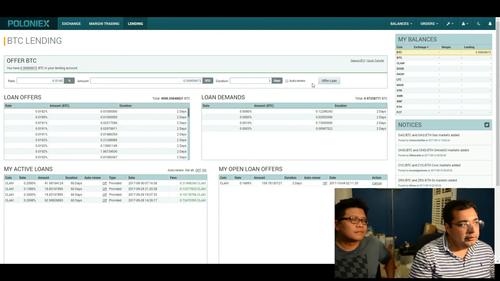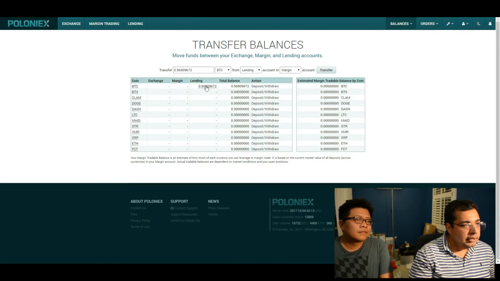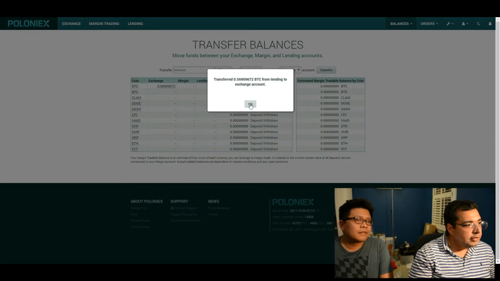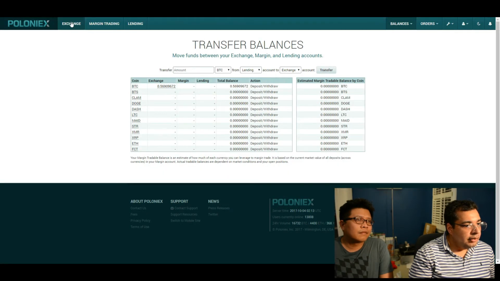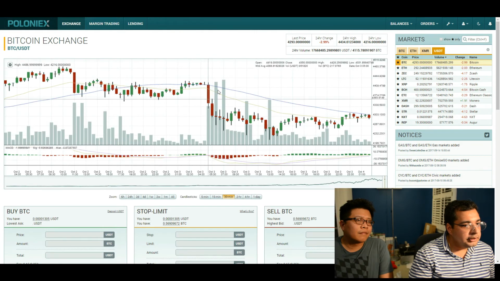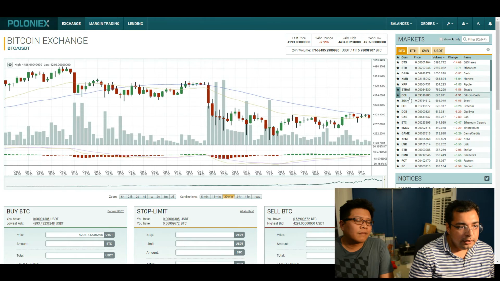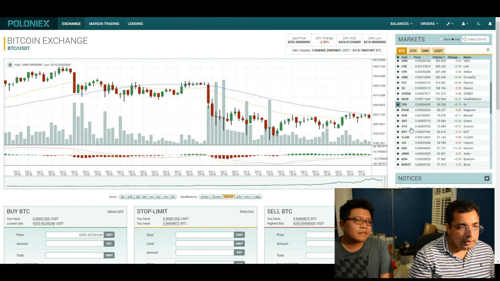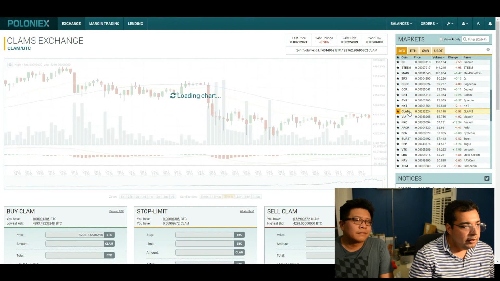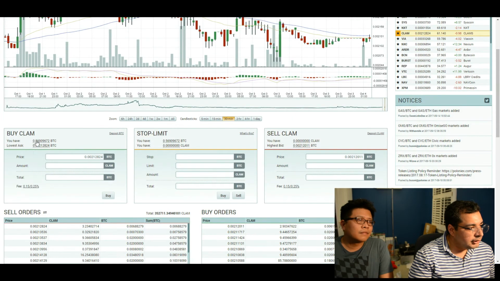So what you can do is go back over to balances, go to transfer balances, click on lending, send it back to the exchange, and go to your exchange. Now that you have Bitcoin exchange show up, you click on the Bitcoin under markets, you click on the alternate currency you want. In this case I want clams, and I'll go ahead and purchase clams at the market rate.